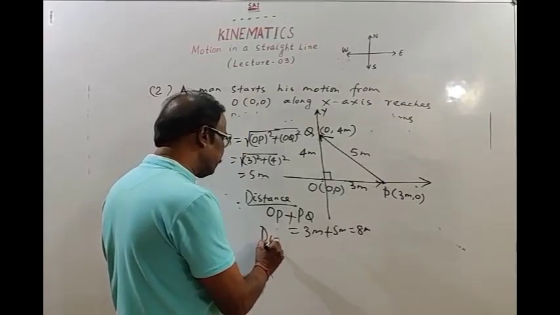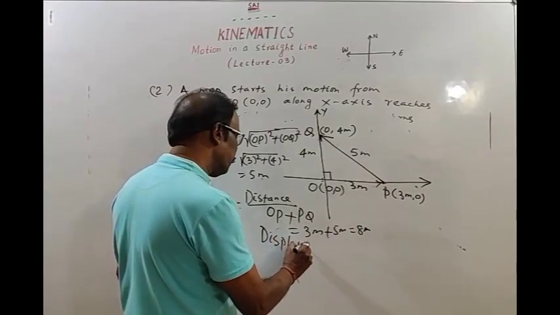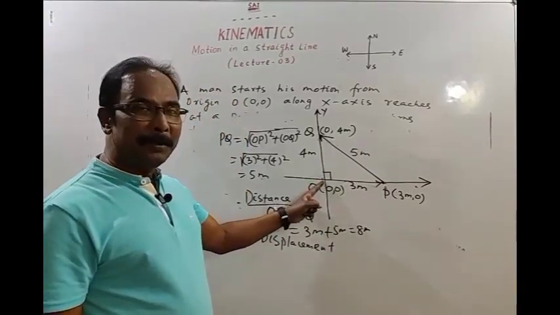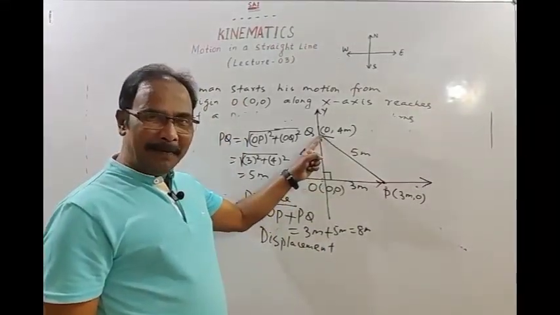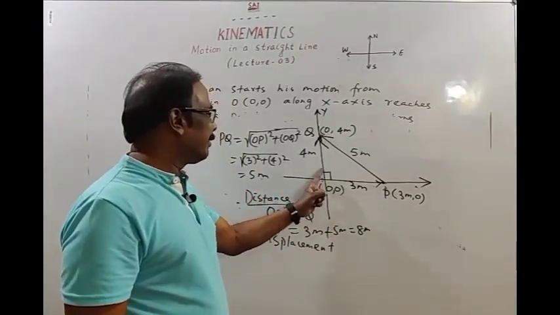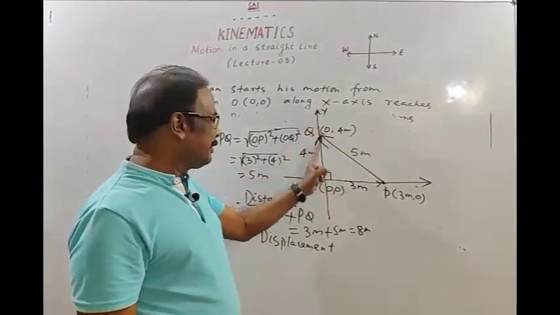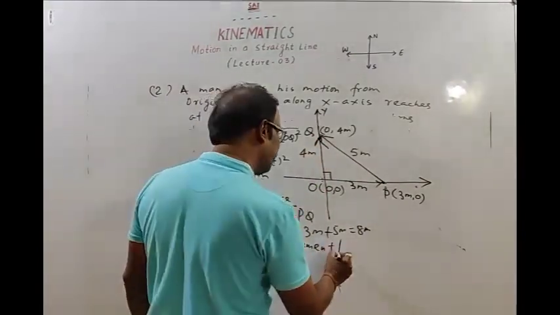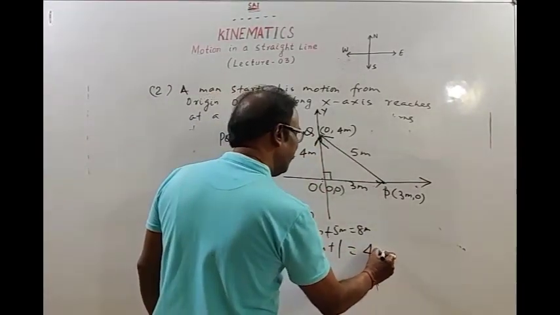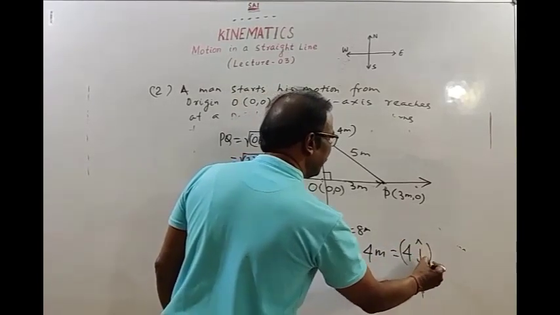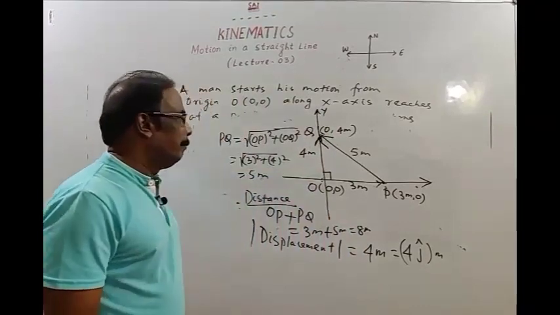Then we can get the displacement. O is the initial position, Q is the final position. The direction of resulting displacement is along the positive y-axis, from O to Q. The magnitude of displacement is 4 meter, or taking direction into account, you may write 4 j cap, unit is meter.